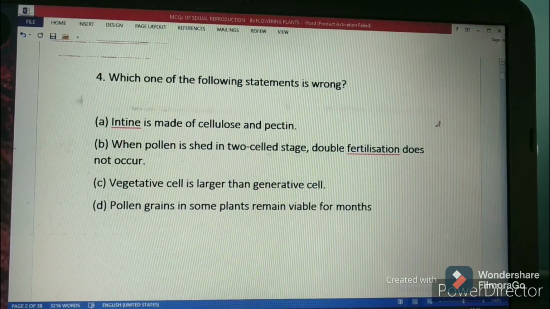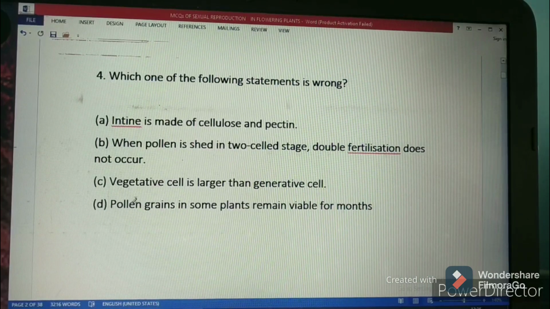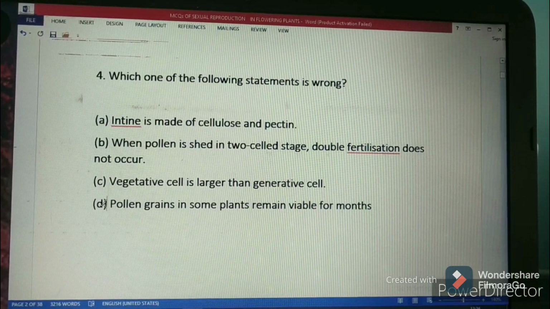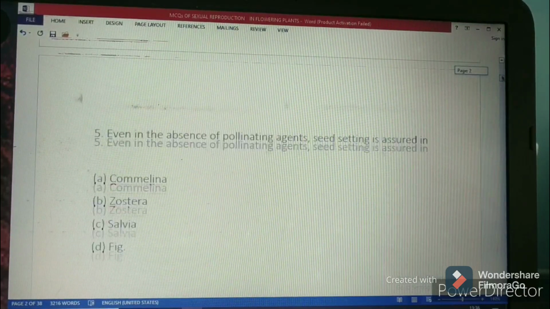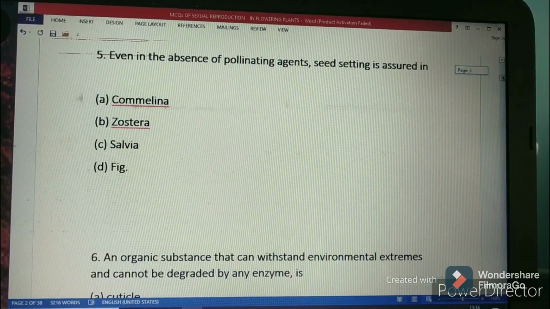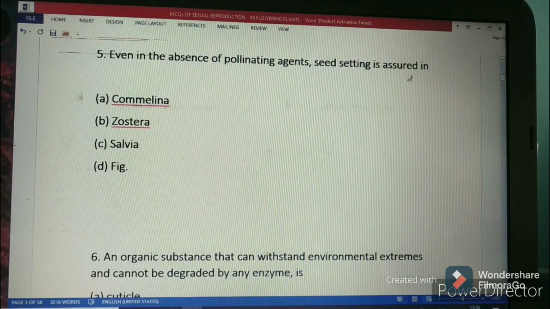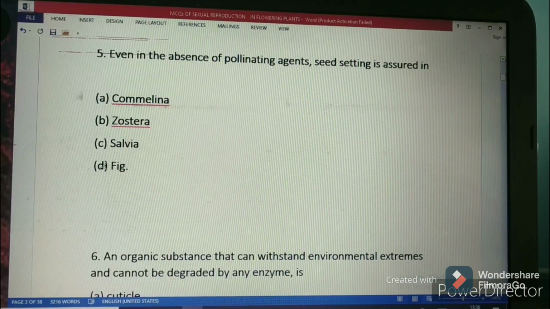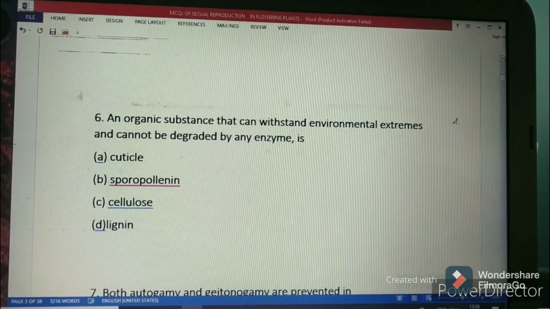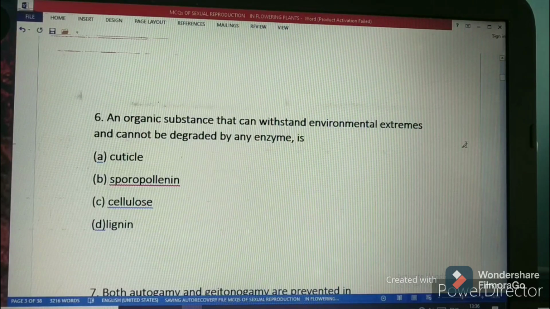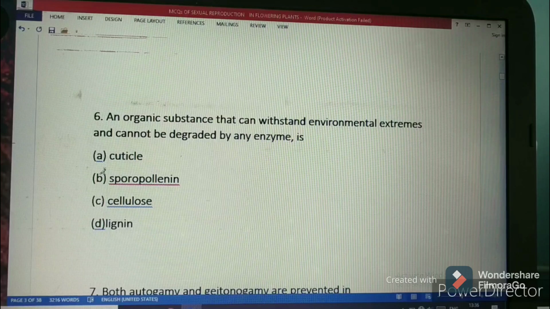Which of the following statements is wrong? Pollen grains in some plants remain viable for months. Even in the absence of pollinating agents, seed setting is assured in... Answer is D. Fig. An organic substance that can withstand environmental extremes and cannot be degraded by an enzyme is sporopollenin.